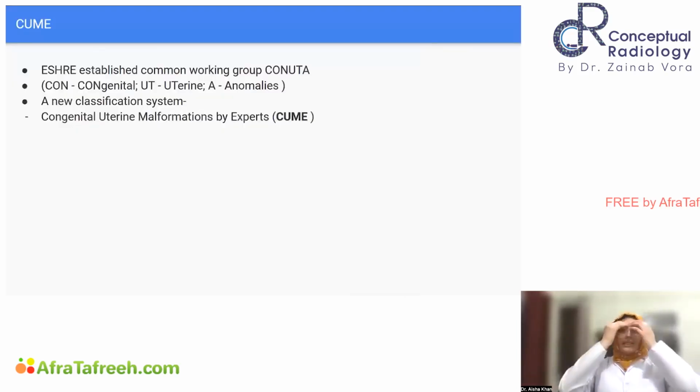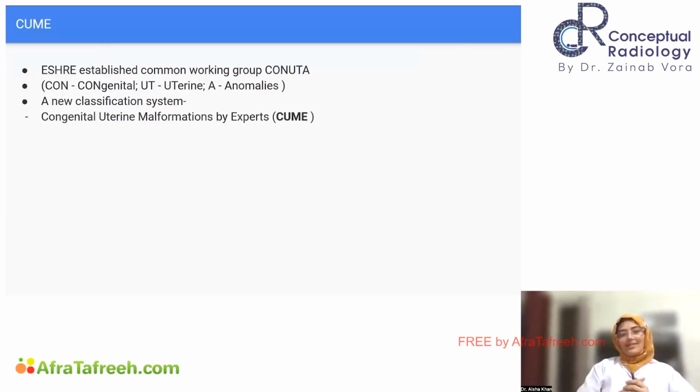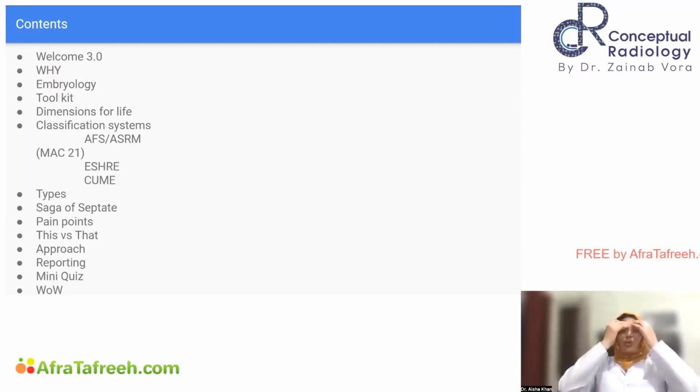Okay, after this a CUME group came, that is called the congenital uterine malformation by experts. Because there were some things in ESHRE too which were not up to the point, there is always scope for revisions and improvements in medical science. So we had a group of experts. They proposed this classification in concordance with ESHRE, and this revised thing is now called congenital uterine malformation by experts, the CUME classification. Okay. So till now, what have we discussed?